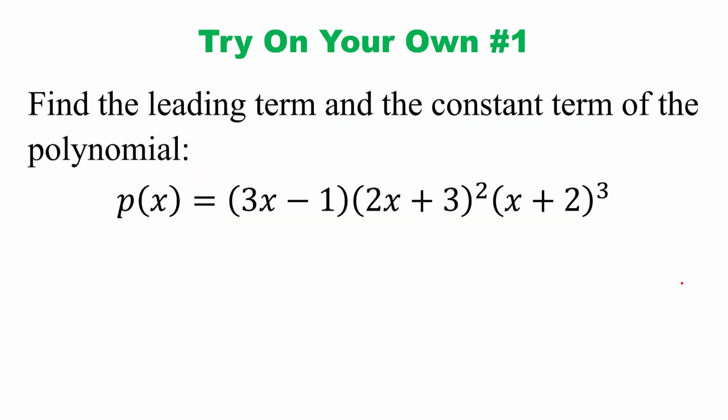Now, try on your own. Find the leading term and the constant term of the polynomial p of x equals 3x minus 1 times 2x plus 3 squared times x plus 2 cubed.